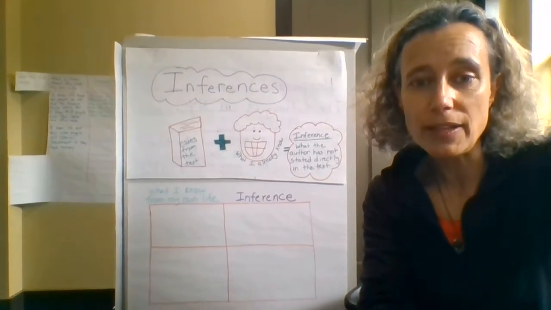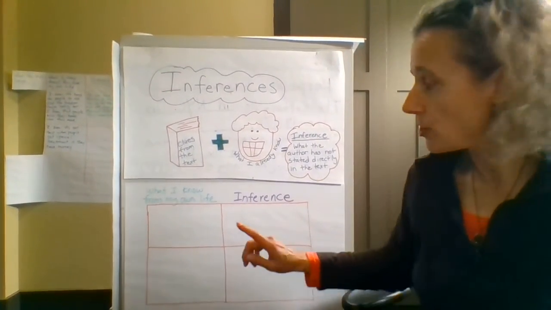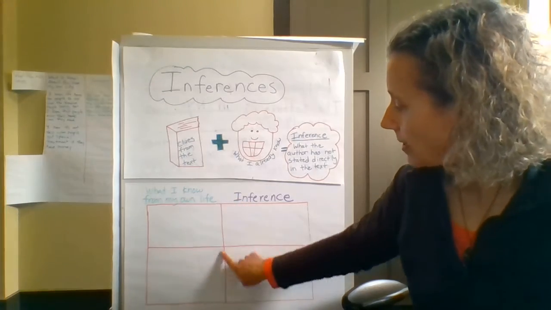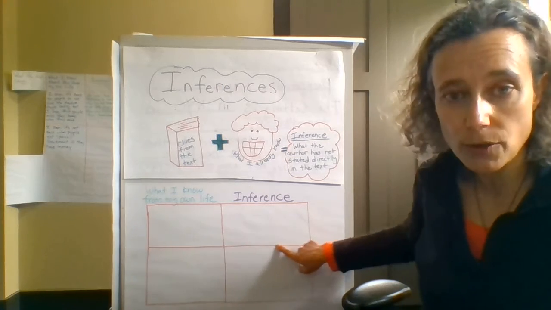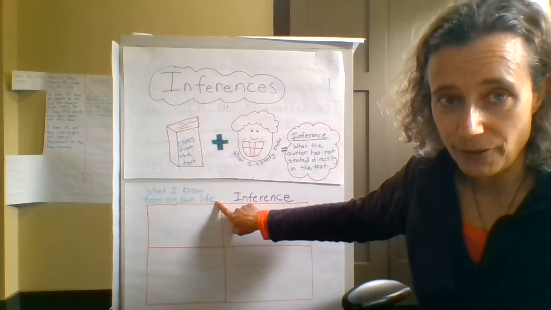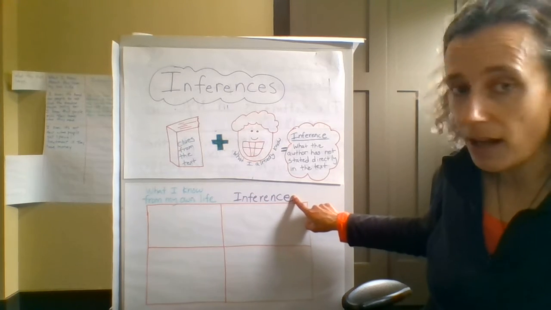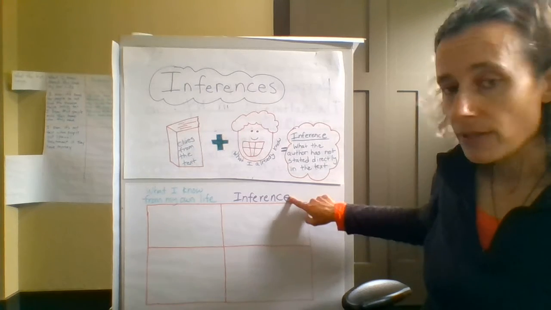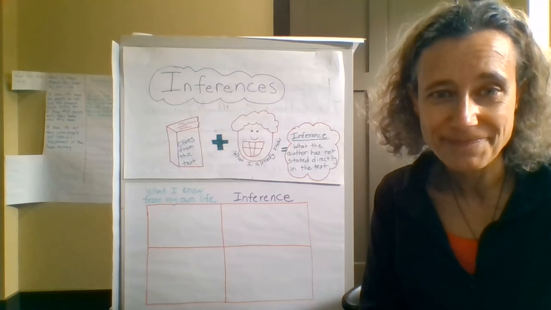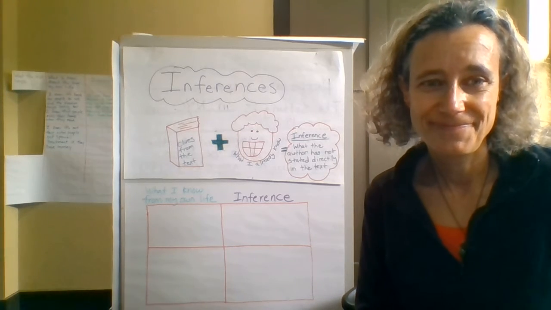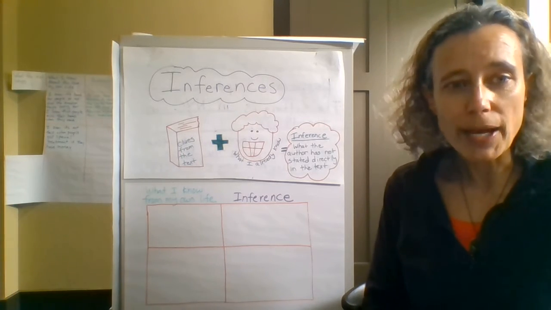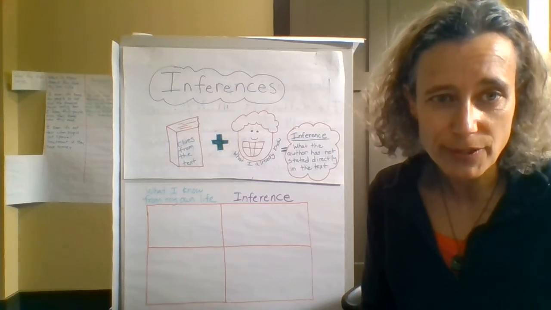Readers, I would like for you to copy this chart below. It's just a box with a line down the middle and a line going across. This column says what I know from my own life, and this column says inference. So I'd like you to pause the video, and I would like you to draw that. Great. Okay, now I'm going to go and get the text that we're going to make inferences from.